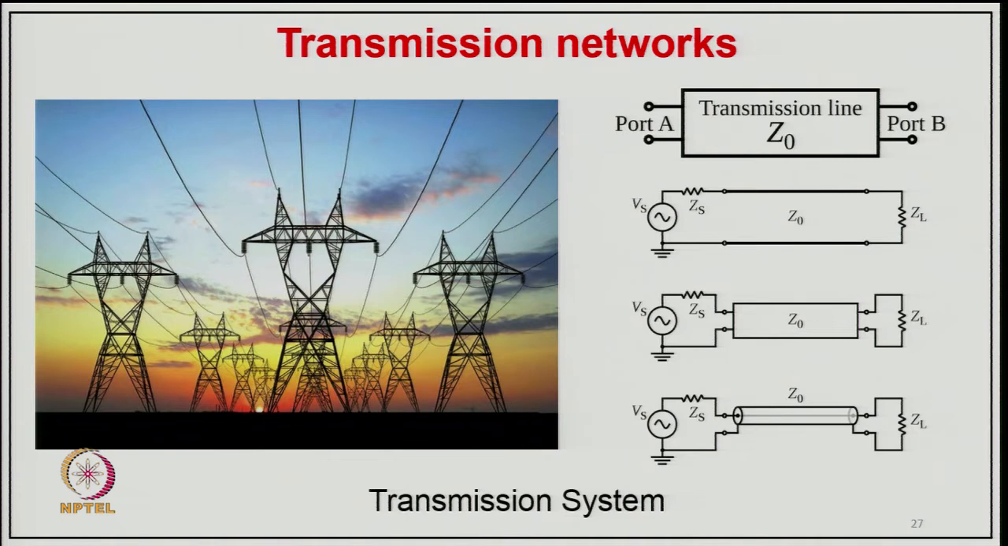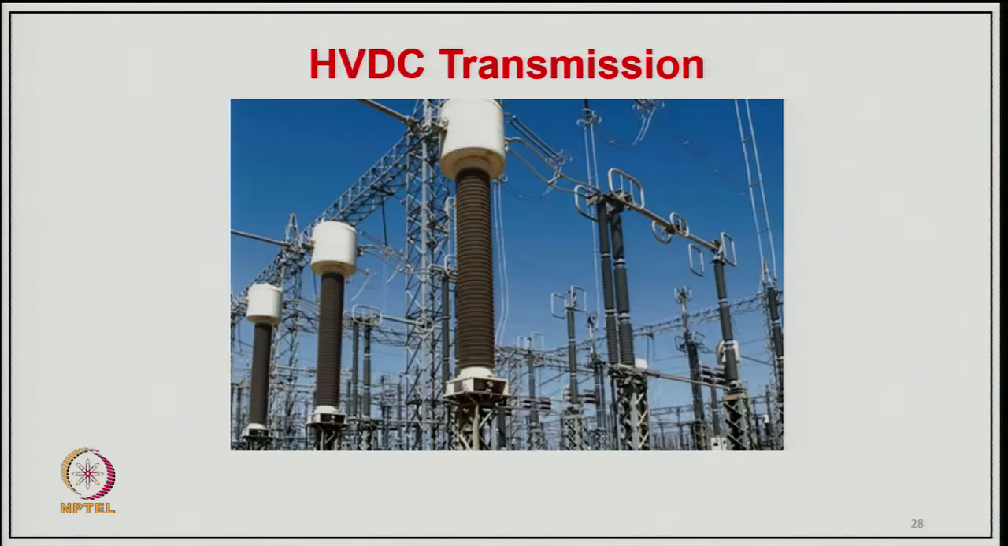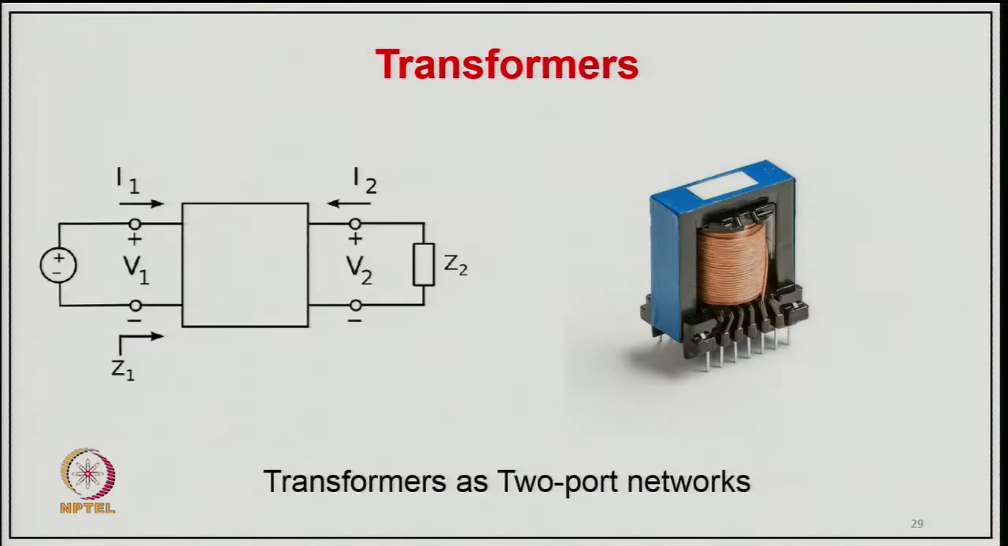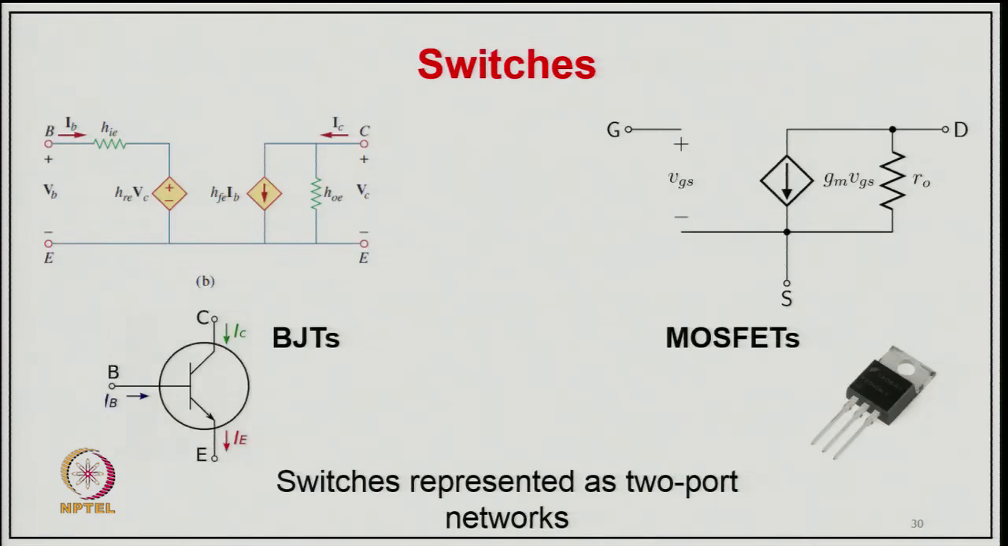network. From one end maybe the supply, you can call it the sending end, and the other the receiving end, or vice versa. So, this is also a two port network, or HVDC transmission, or a transformer with primary and secondary as a two port network, or switches like a BJT or MOSFET, with the symbolic representation of a two port, with input and output, as in a transistor amplifier, as you can see here with the parameters.